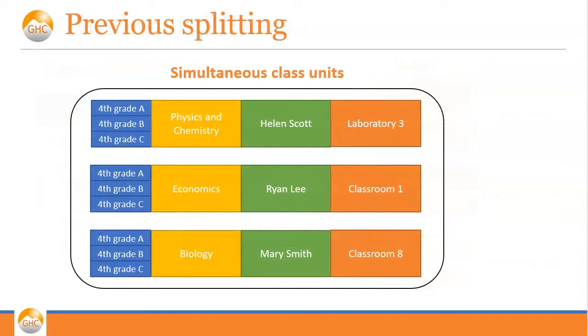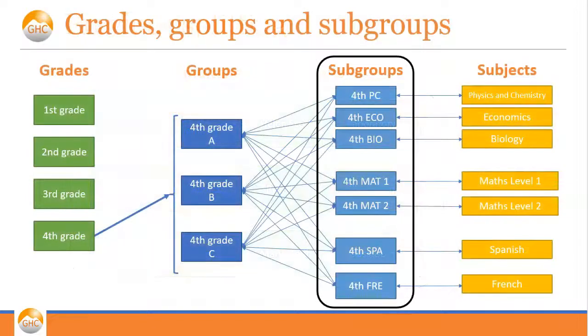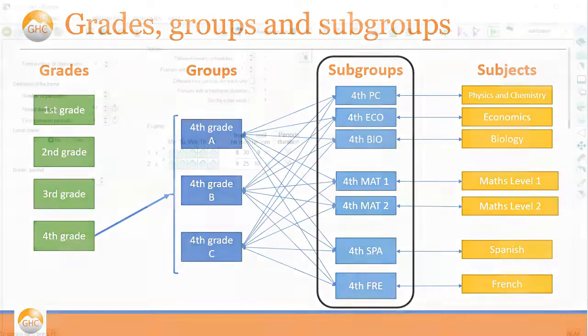Until now, in GHC, we could configure this circumstance with the simultaneous class units, using another group in the classroom to indicate all the groups to which the students teaching that subject belonged. Although this is still possible, the new functionality makes this task simpler and easier to configure. Let's look at what is new with this new functionality.